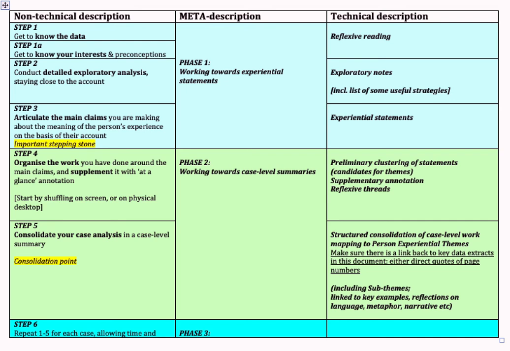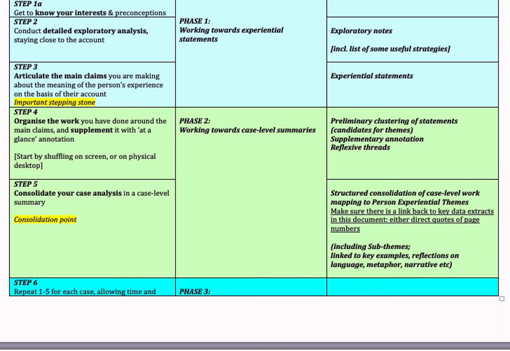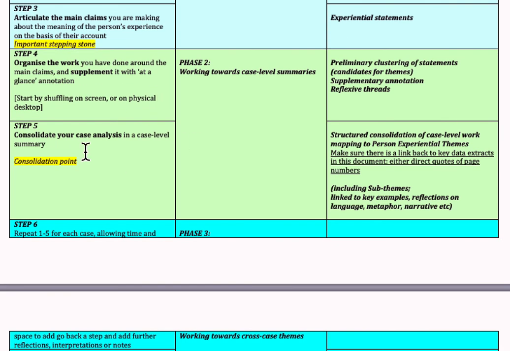Once you've done that and you've exhausted all of the depth within your data, then you can work towards capturing that, crystallizing that in a case level summary for that case. So this is where we move on to phase two, steps 4 and 5, where you're organizing the work that you've done around the main claims, the main experiential statements, and you're beginning to cluster those statements together and think about candidates for themes at the case level.